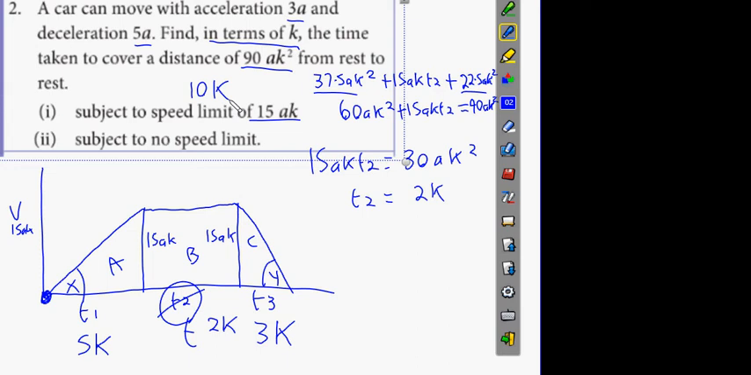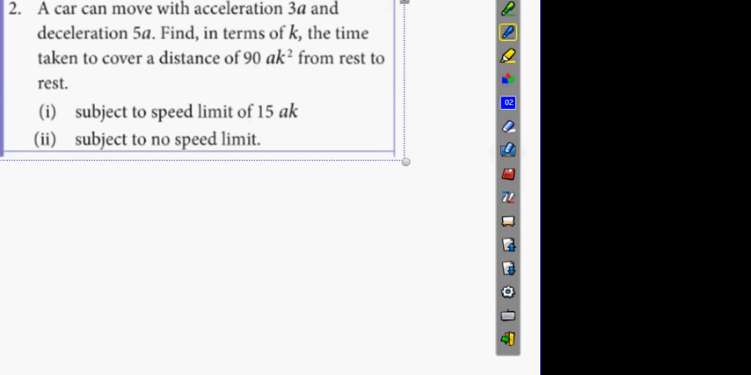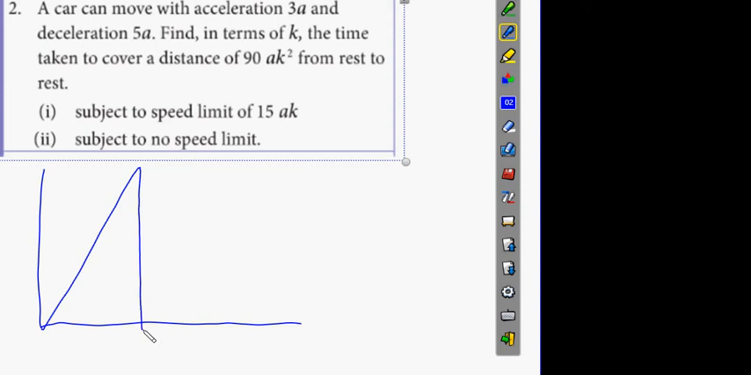Okay. Now, what we're going to do next is subject to no speed limit. When you have no speed limit, you're looking at two triangles, because you go all the way up. That's your speed increasing. We're going to call our new speed limit V. We don't know what it is yet. And then we're going to drop down more abruptly because the deceleration is faster. So that's V, and that's T1 and T2.